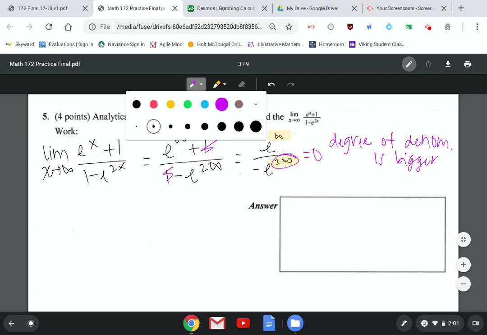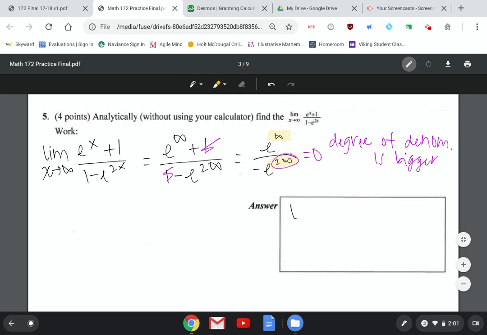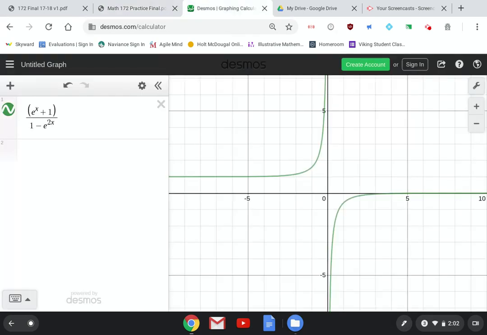And we solved it. We solved our limit problem. So the limit as x approaches infinity of e to the x plus 1 over 1 minus e to the 2x equals 0. Now this question says don't use your calculator, but we already solved it. Let's use the calculator to check our work. So this is really asking what happens as x approaches infinity. And we're saying as x approaches infinity, the overall value of the function approaches 0. Let's see if that's true.